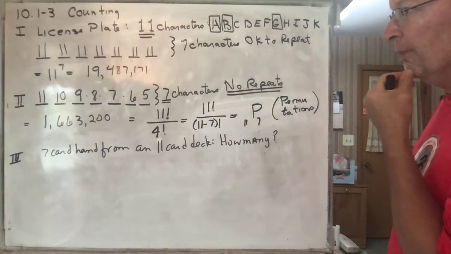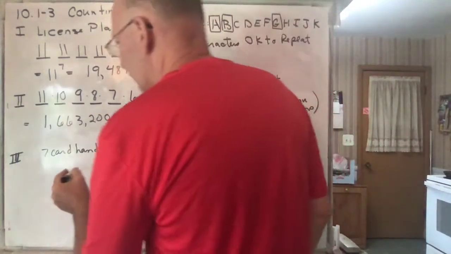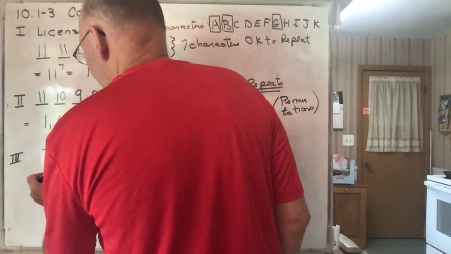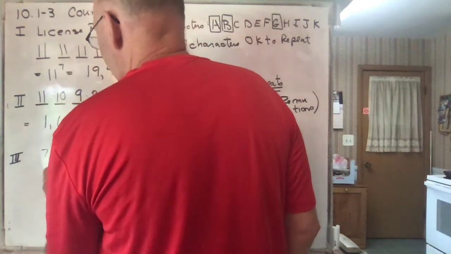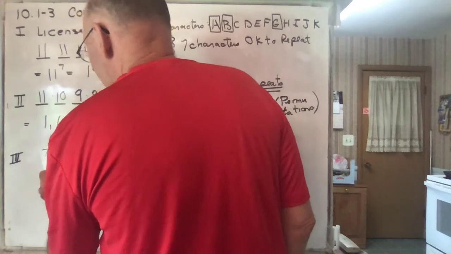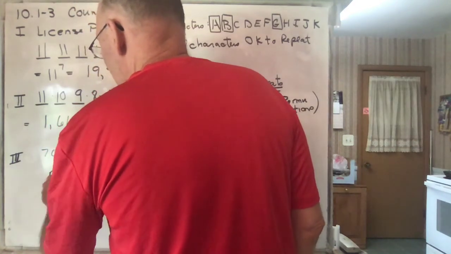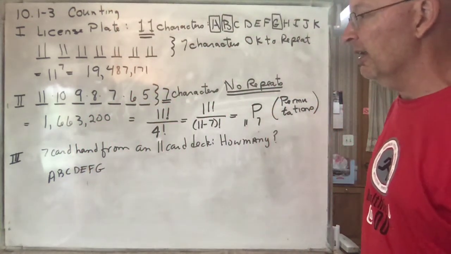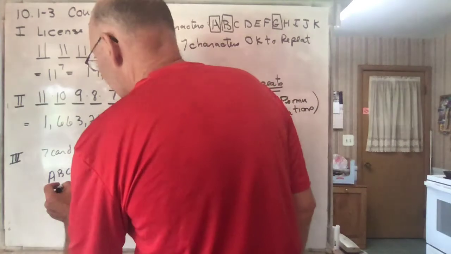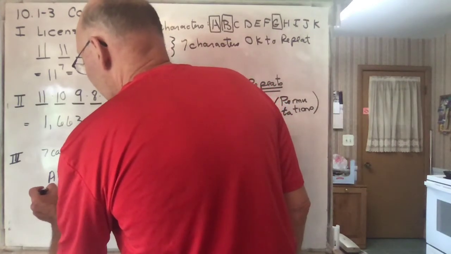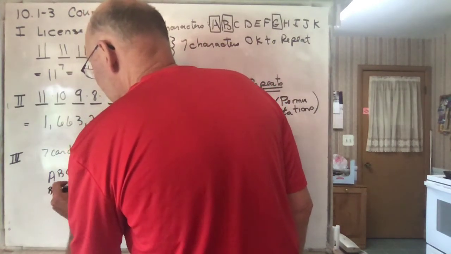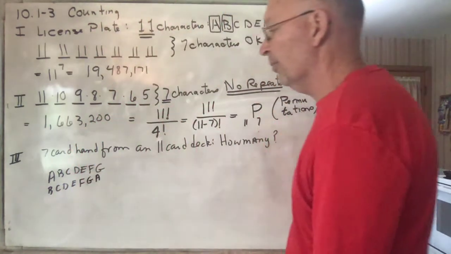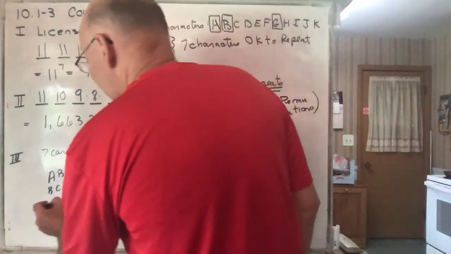Well, let's think about it. I could have a license plate with A, B, C, D, E, F, G. There's 7 of them. I could have a license plate like that. I could also have a license plate like this, let me start with B this time: B, C, D, E, F, G, A. There's another license plate I could have. Here's another one I could have.